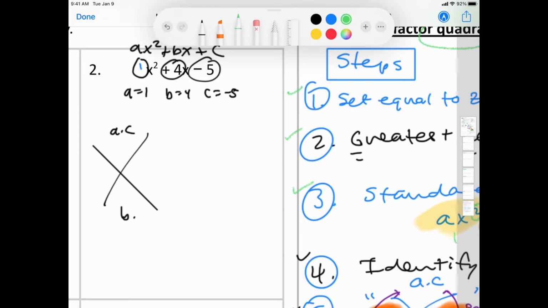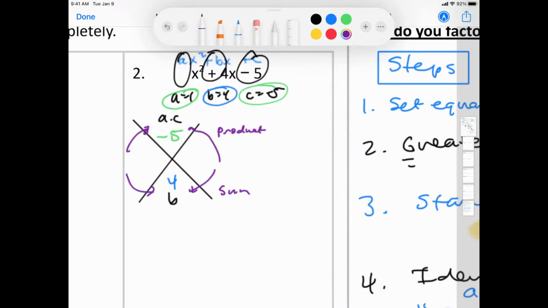So A times C is -5. My B value is just 4. All right, so now I need to think of two numbers. Those same two numbers, when I multiply them, they are -5, but when they add together, their sum is 4. So let's say I pick 5 and 1. 5 times 1 is +5, so one of these has to be negative. So I'm thinking that this is -1. 5 times -1 is -5, and 5 plus -1, or 5 minus 1, is 4.